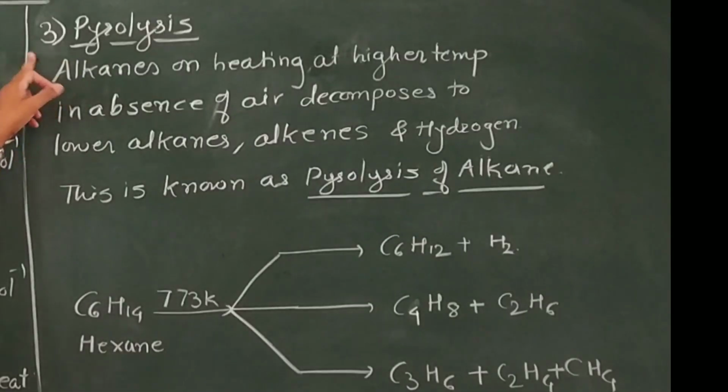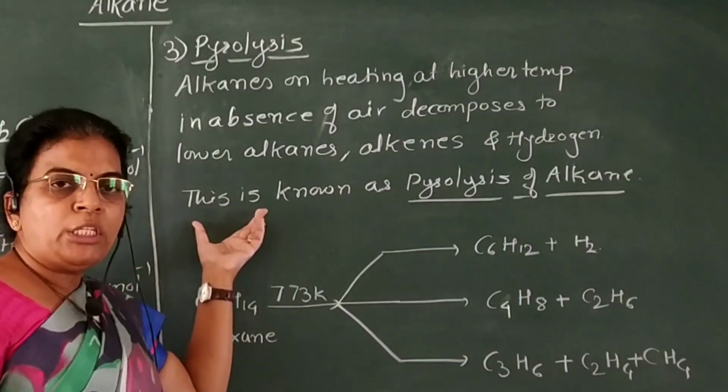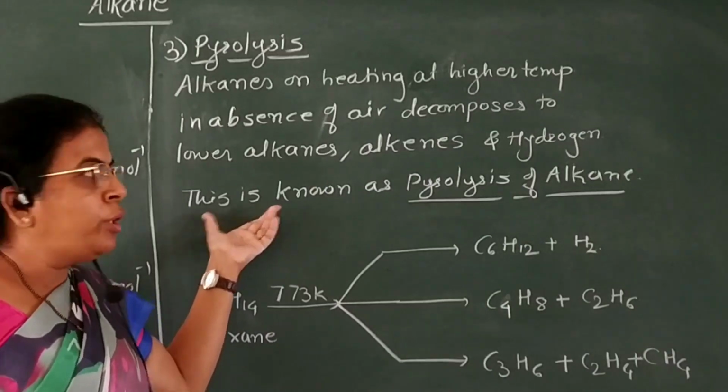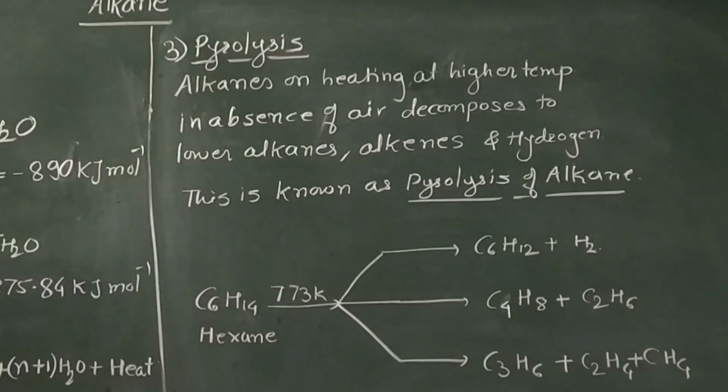Now third, pyrolysis. Now pyrolysis is nothing but the decomposition of alkanes. When alkanes are heated in absence of air, then they undergo decomposition to form lower alkanes or alkenes or alkynes or hydrogen. This process is known as pyrolysis of alkane. Now we are going to see the example.